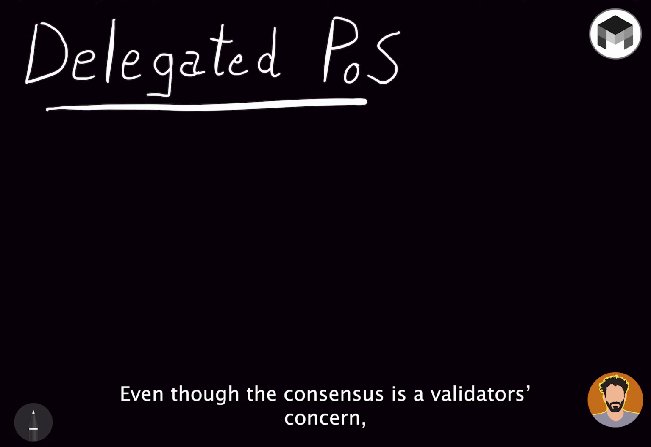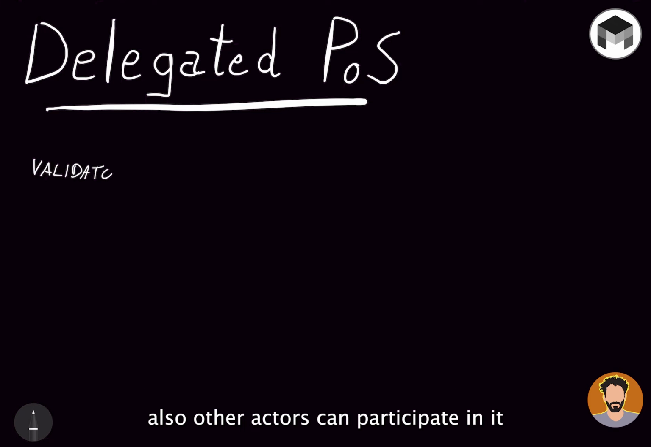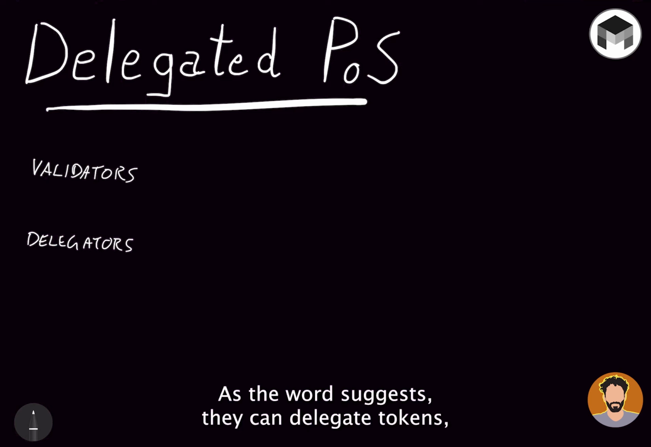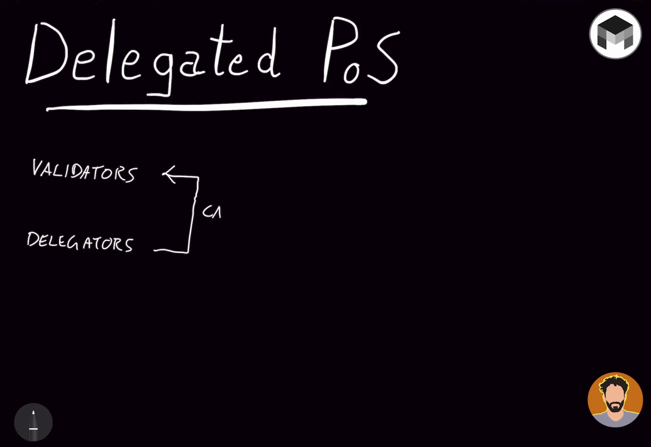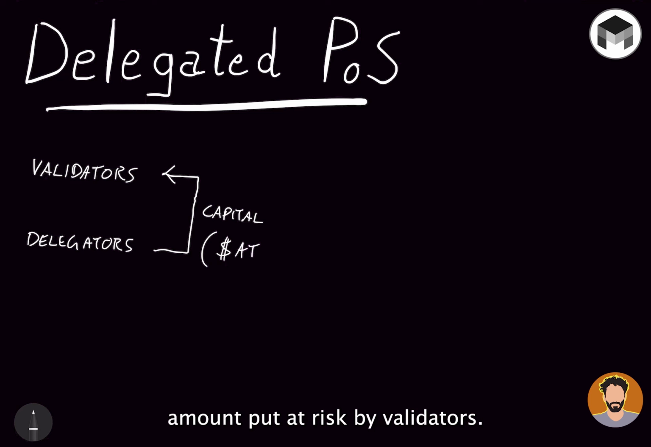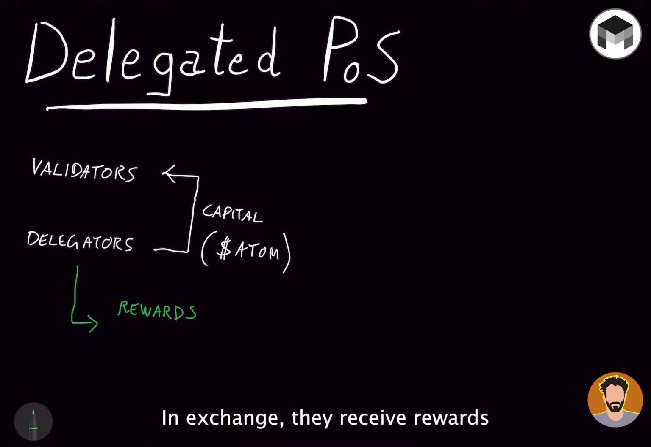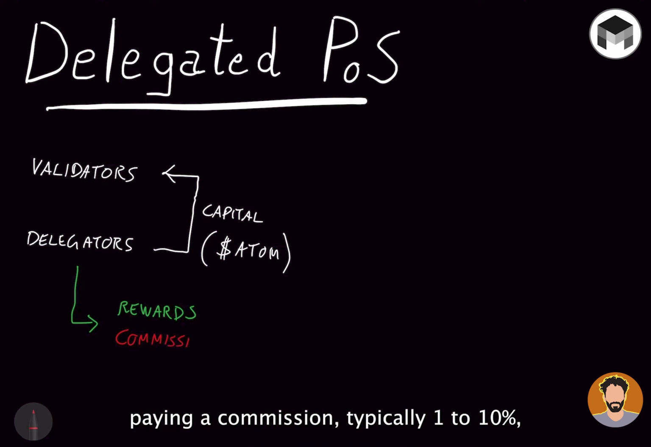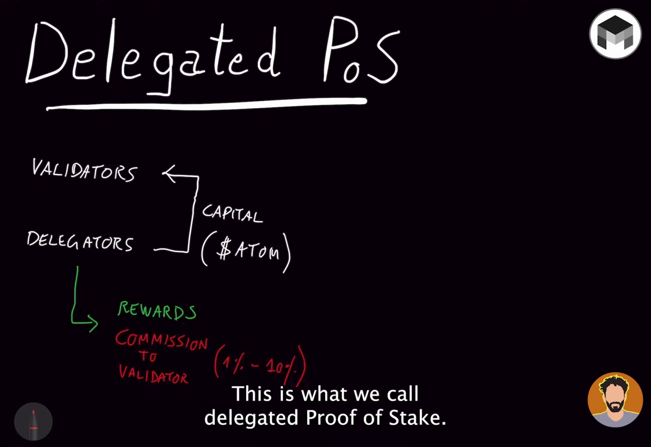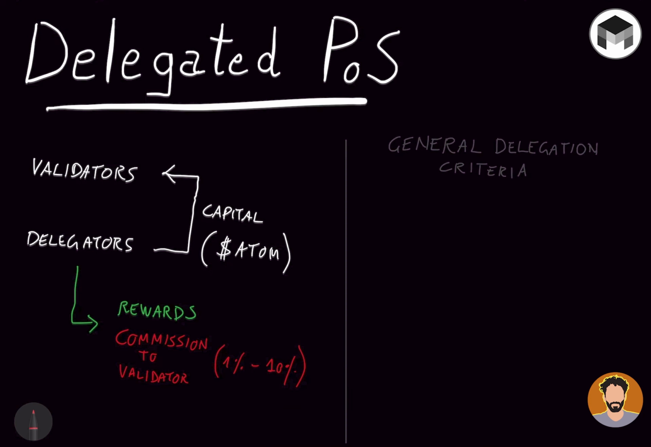Even though the consensus is a validator's concern, also other actors can participate in it, and these are known as delegators. As the word suggests, they can delegate tokens, Atom in the case of Cosmos Hub, contributing to the total staked amount put at risk by validators. In exchange, they receive rewards, paying a commission, typically 1 to 10%, for validators' job of block production and validation. This is what we call delegated proof-of-stake.